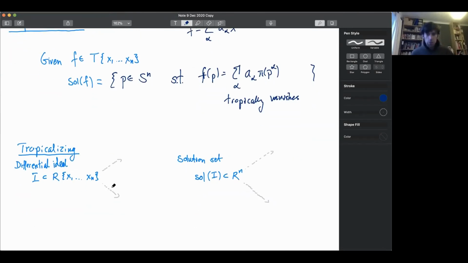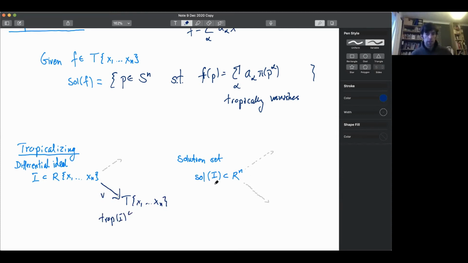Okay, now let's go through tropicalizing again. So given a differential ideal I in the Rit algebra over R, and R is now my general differential ring, I'm going to choose the downwards road here and apply V to the coefficients and end up in this kind of a Rit algebra over T.